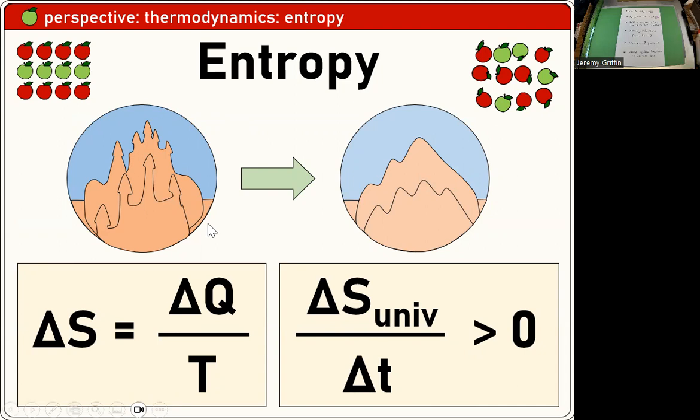I've got an example of a sandcastle. It's sometimes used. It's kind of a macro example of this. If you start out with a nicely ordered sandcastle, you come back the next day and it's a random pile of sand.